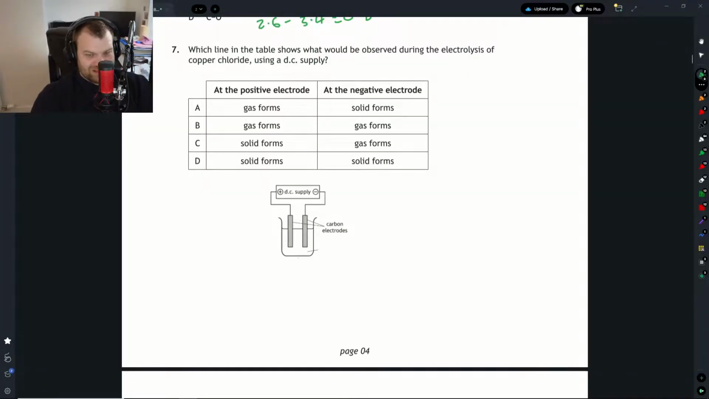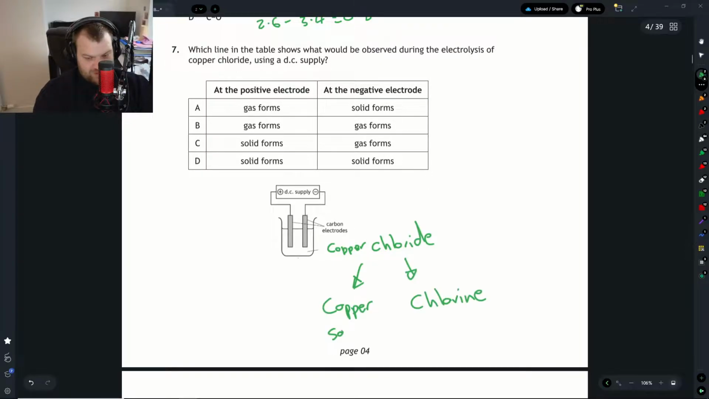Here we run the electricity through the compound, and we're going to split it up back into its original elements. If we have copper chloride, we're going to split that up into copper and chlorine. Copper is going to appear as a solid, and chlorine is going to appear as a gas, as little bubbles. You may have done this experiment, it smells like a swimming pool, and the copper has been produced.